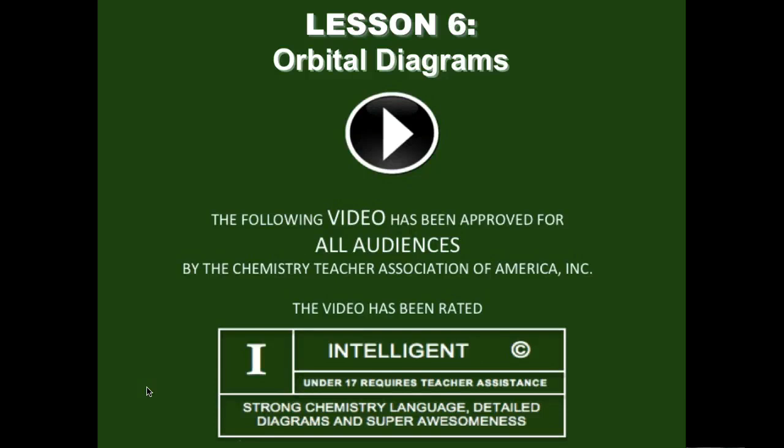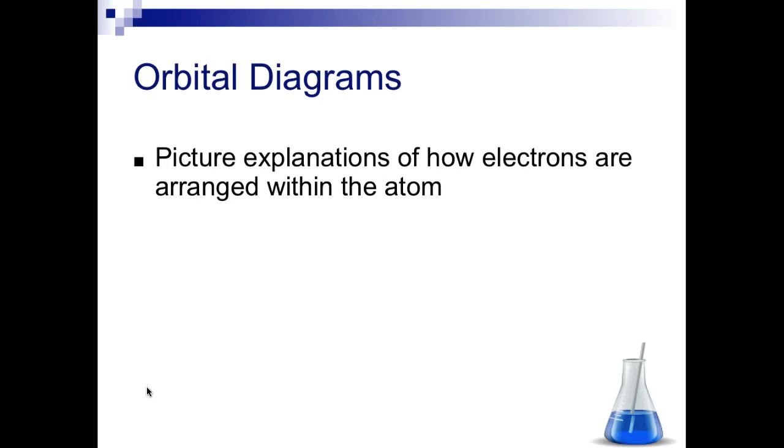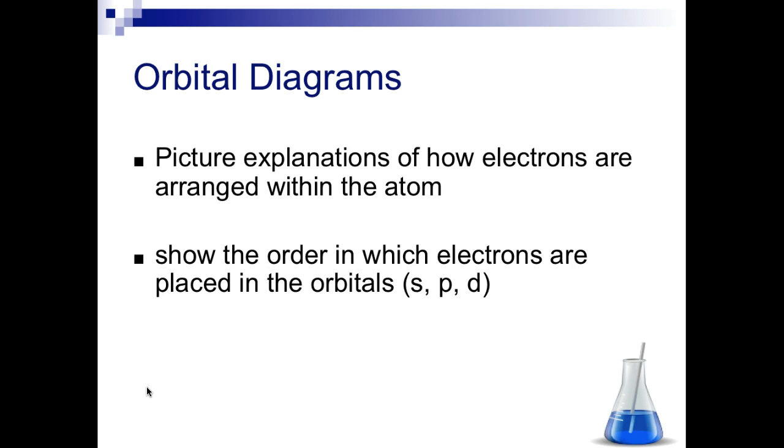Alright guys, let's talk about lesson 6, which is orbital diagrams. So orbital diagrams, what are they? They are picture explanations of how electrons are arranged within the atom. They show the order in which electrons are placed into the orbitals. Remember we talked about these, the s, the p, and the d.